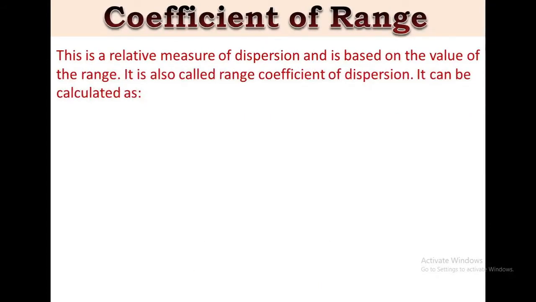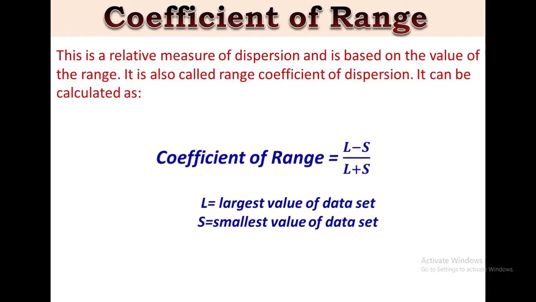Coefficient of range. This is a relative measure of dispersion and it is based on the value of the range. It is also called range coefficient of dispersion. It can be calculated as coefficient of range equal to L minus S upon L plus S, where L stands for the largest value of the data set and S stands for the smallest value of the data set.